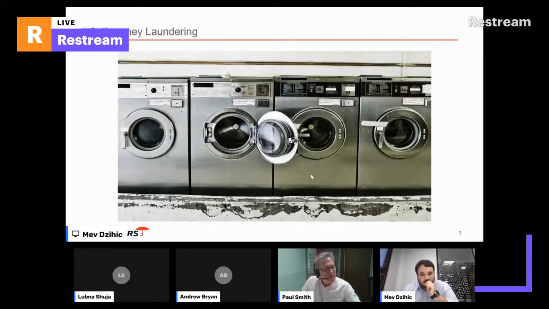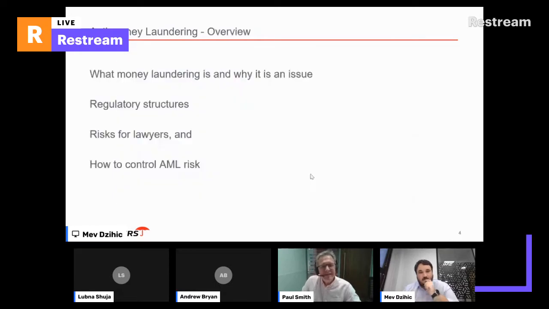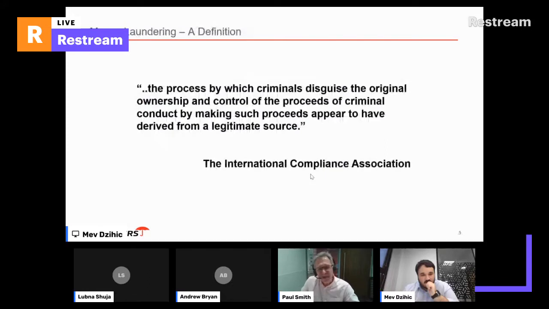So anti-money laundering. We're going to be looking at the following: what money laundering is and why it's an issue, the regulatory and legal structure around anti-money laundering, risks for lawyers, and how to control money laundering, based on SRA guidance.